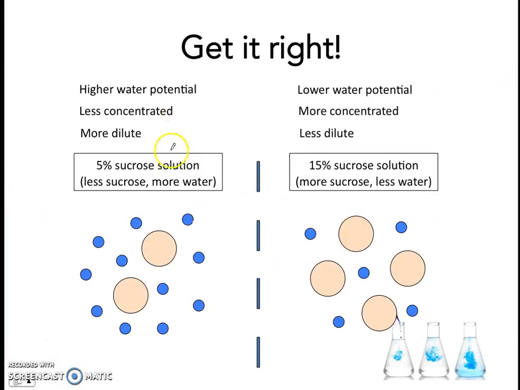Alright, so all this water potential stuff can get very confusing, so I just want you to get it right. Now we see here that this 5% sucrose solution, which has more water, has higher water potential. A different way of saying that is that it is less concentrated, right? Not so much sucrose, or that it is more dilute. On the other side here, we could say that this 15% solution has a lower water potential, right? Not so much water. And we say that it is more concentrated, right? More sucrose and less dilute. So questions have different ways of phrasing this, and you need to be comfortable with the different ways.